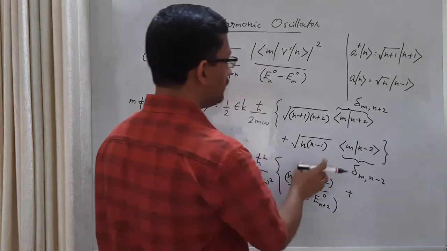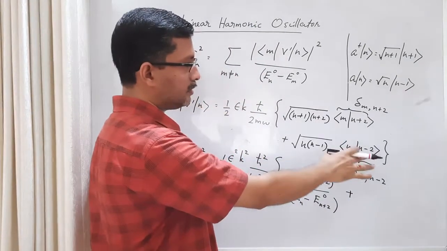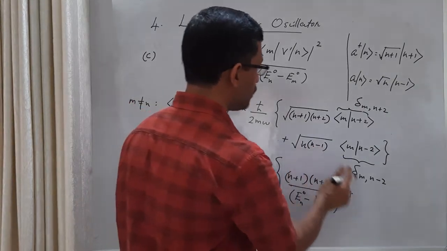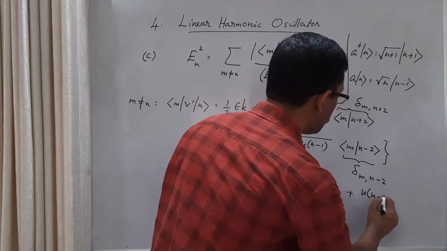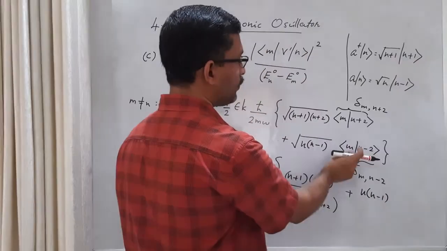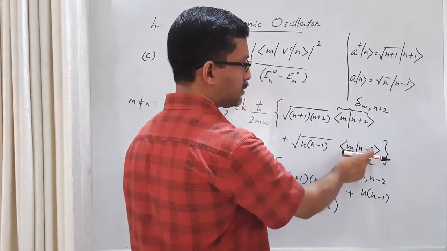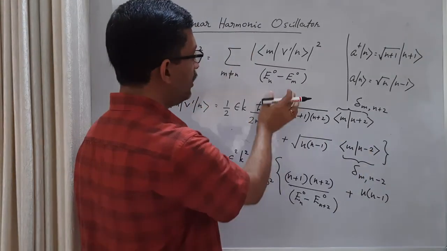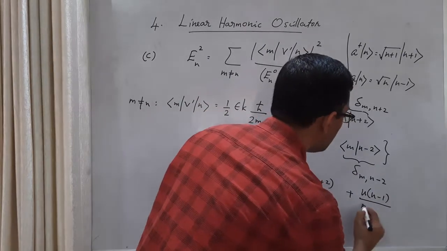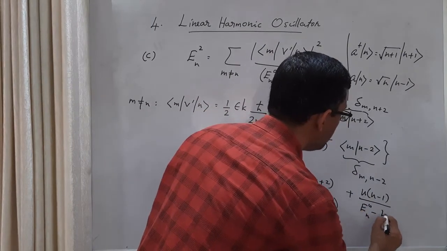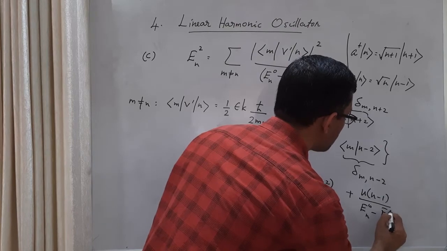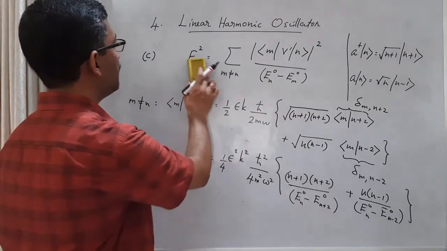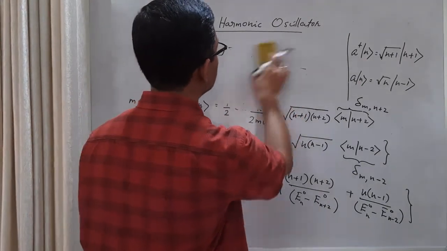Plus then the square of this one. I told you that the cross terms will be 0. Square of this one means the square root will go. So n into n minus 1. And this term is non-zero when the summation over m is equal to n minus 2. So when m is equal to n minus 2, this Kronecker delta will become 1 and the summation will go. In the denominator, you have now En0 minus E n minus 2 0. Okay, so this is the thing that we have obtained. Let us simplify.